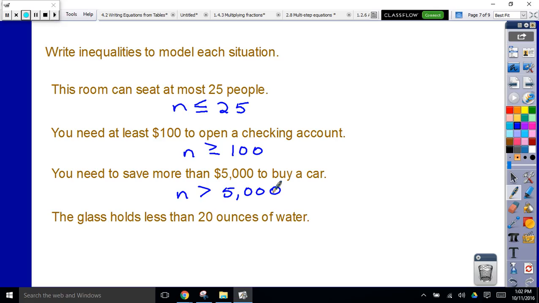Okay, now we have the glass holds less than 20 ounces of water. Seth? n is less than 20 ounces. Good, n is less than 20. If it's less than 20, it can't be exactly 20.